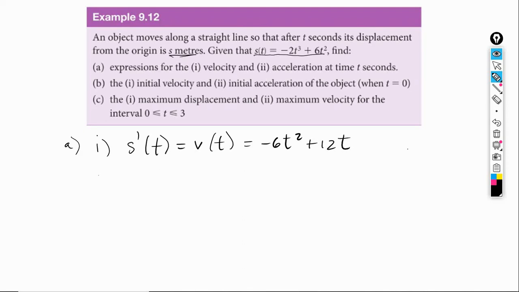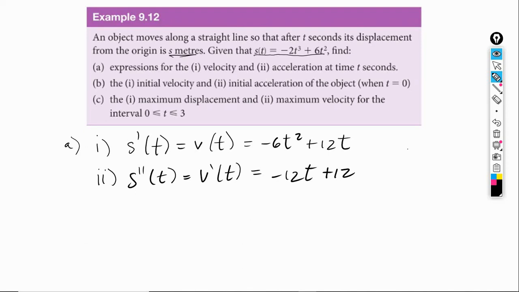Then for part two, they want the acceleration. The acceleration is the second derivative of displacement, or the first derivative of velocity. So that means we can find the acceleration as minus 12t plus 12. Now you can think of this in terms of slopes, right? If you have a graph of the displacement, the slope is velocity. If you have the graph of velocity, its slope will be the acceleration of the particle.